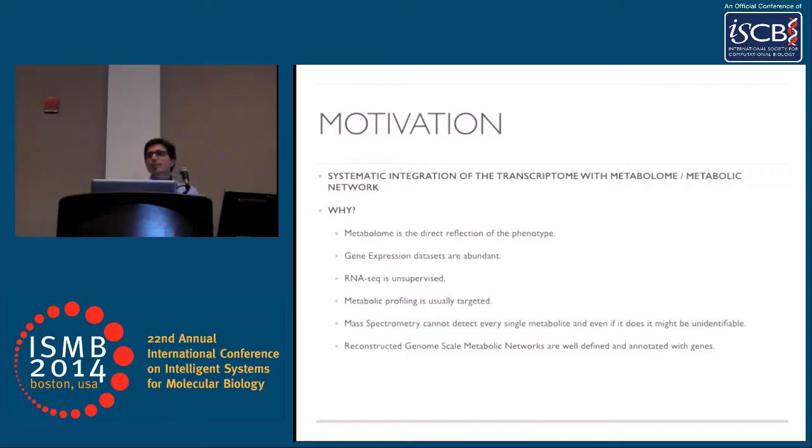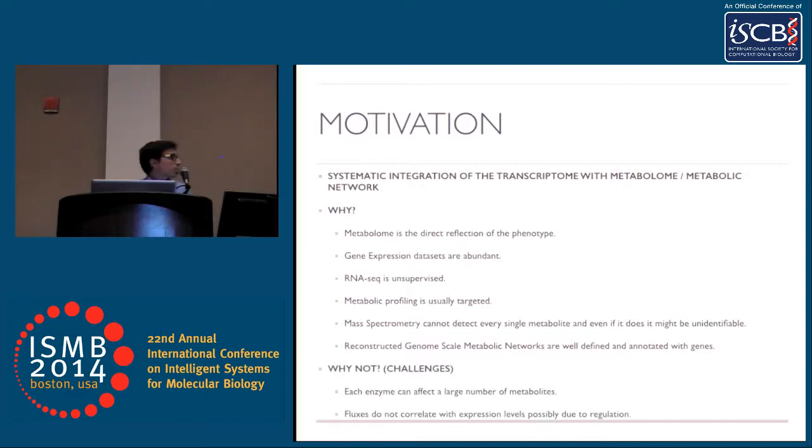So you are targeting a small subset of metabolites that you are interested in. In addition to that, mass spectrometry cannot detect each and every single metabolite. Some metabolites are really volatile, so they are quickly converted into one another, and you cannot detect them. Even if you can detect them, some of the metabolites are not found in the metabolite database, so you might not be able to identify them. And luckily, the reconstructed genome-scale metabolic networks are very well defined and annotated with the genes.